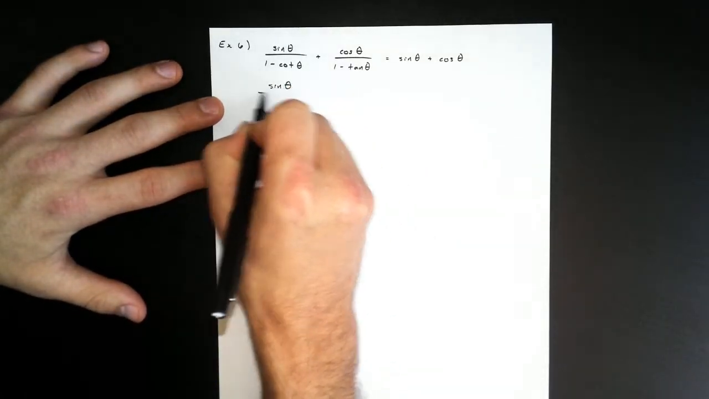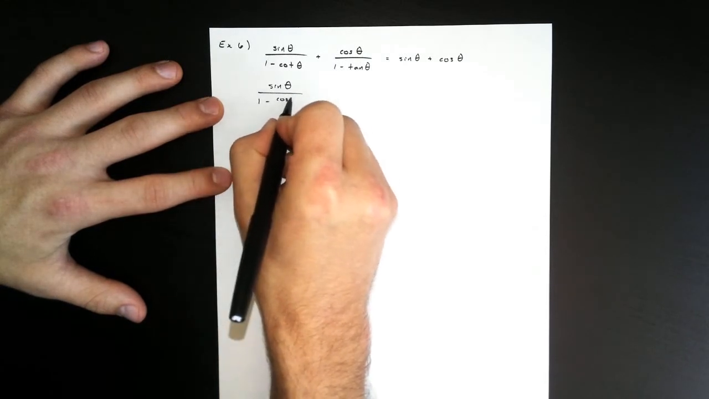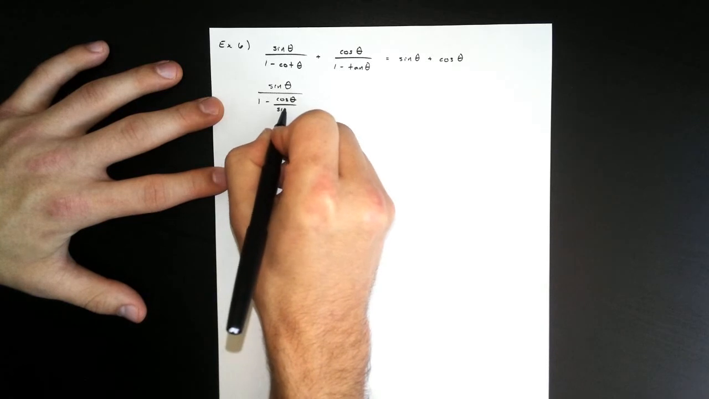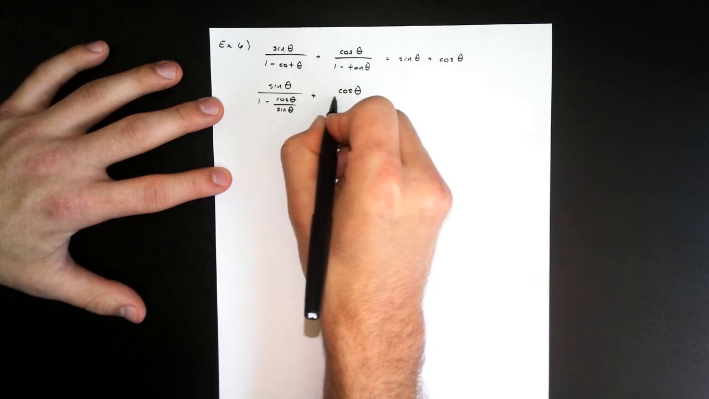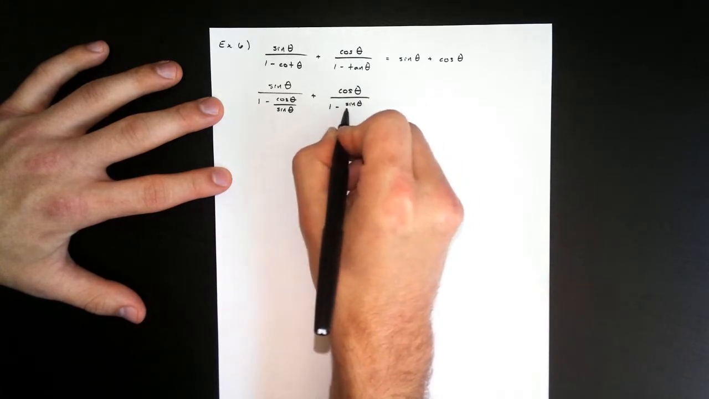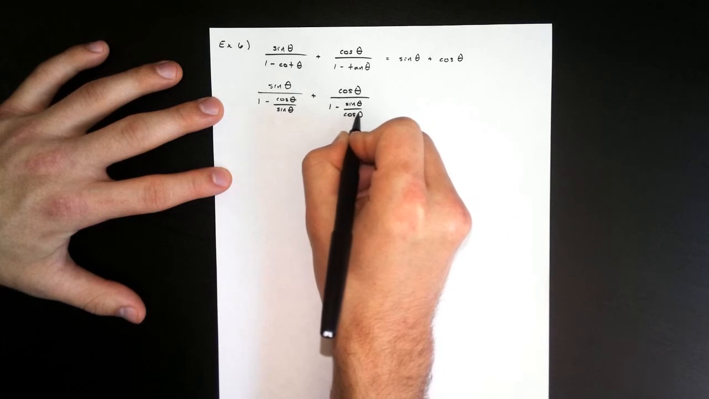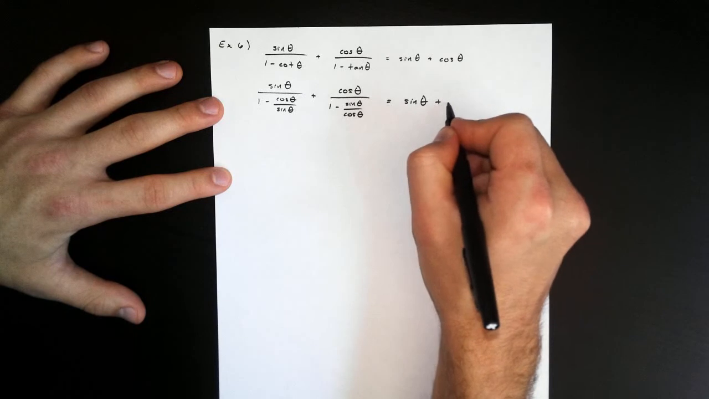So the sine of theta, cotangent is cosine divided by sine. And then in the second one we have cosine. And then rewriting the tangent, we have sine over cosine. And then our right-hand side is staying exactly the same.